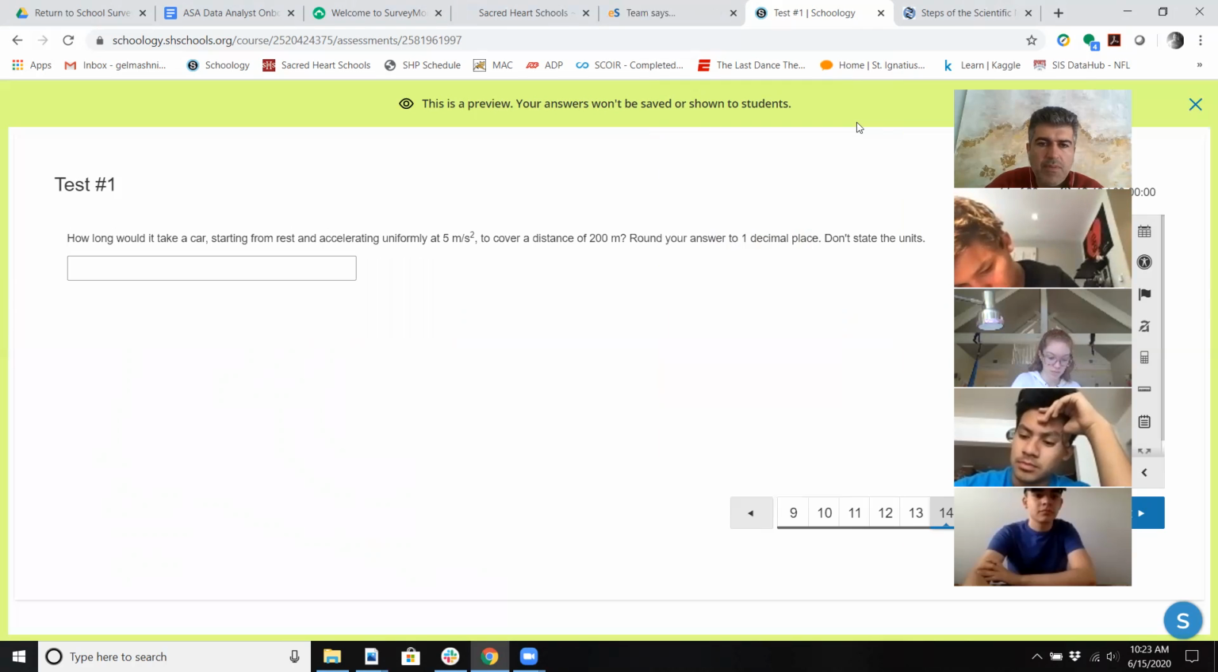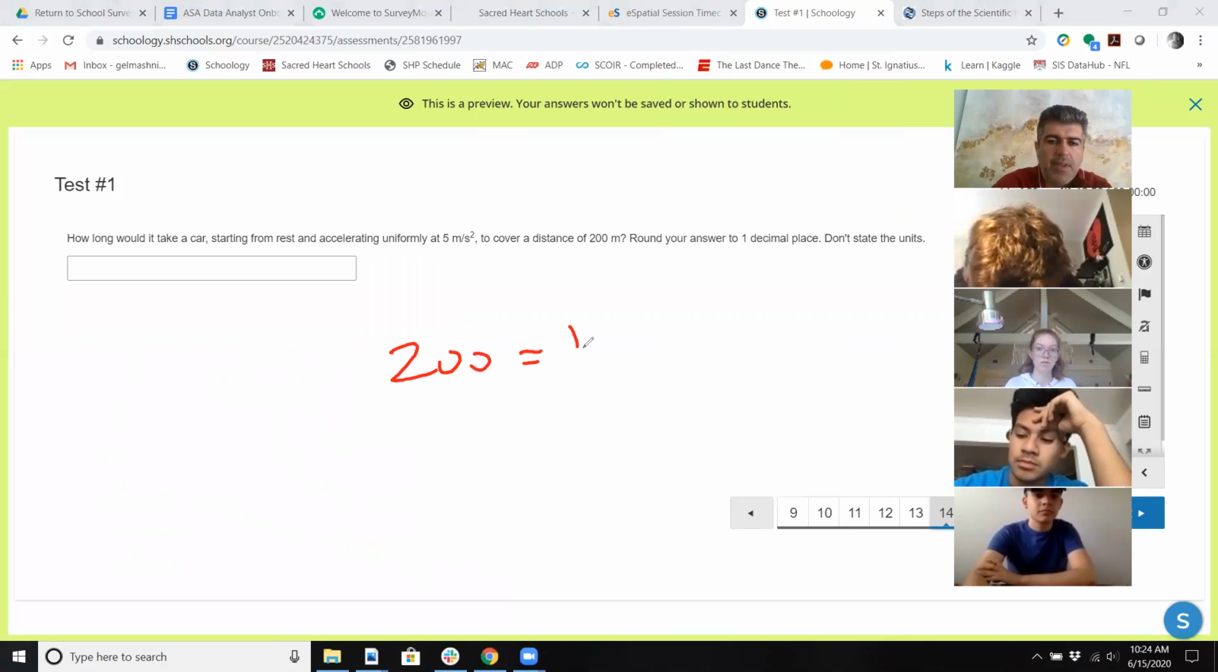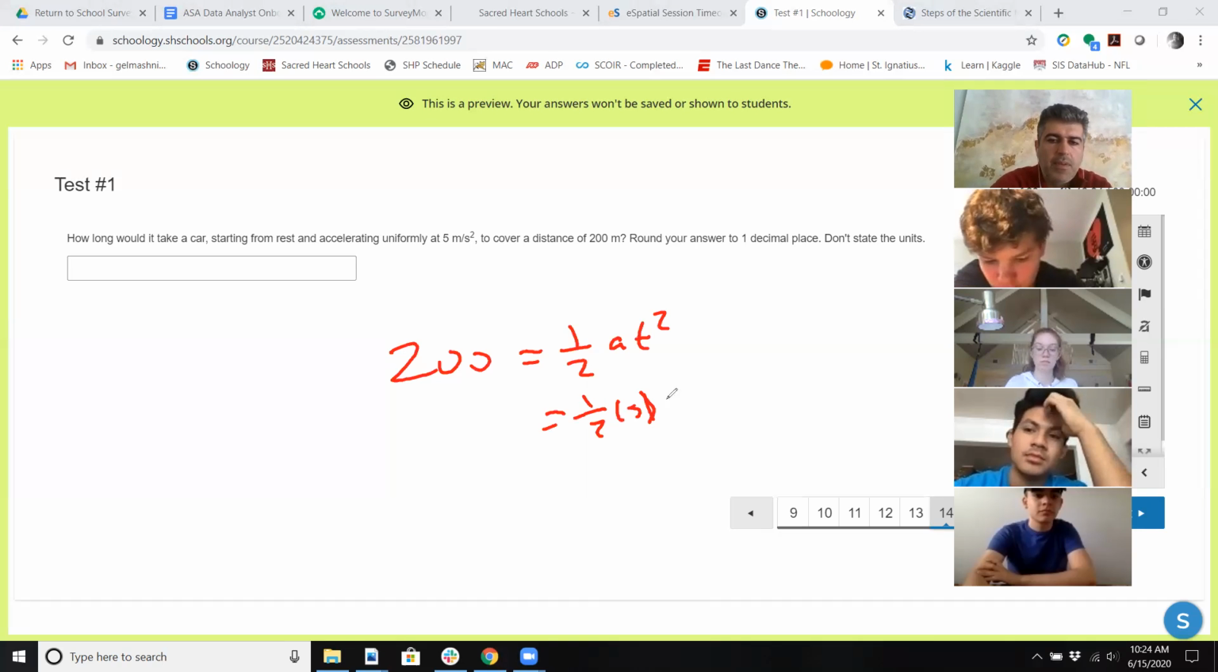Starting from rest, accelerating 5. We've kind of already done this, and they want to know how long, so they want the time. We can just go straight to this: 200 equals 1/2 a t squared. Your a is 5, and you just solve for t. I do want you to round to 1 decimal place, so the answer would have been 8.9.